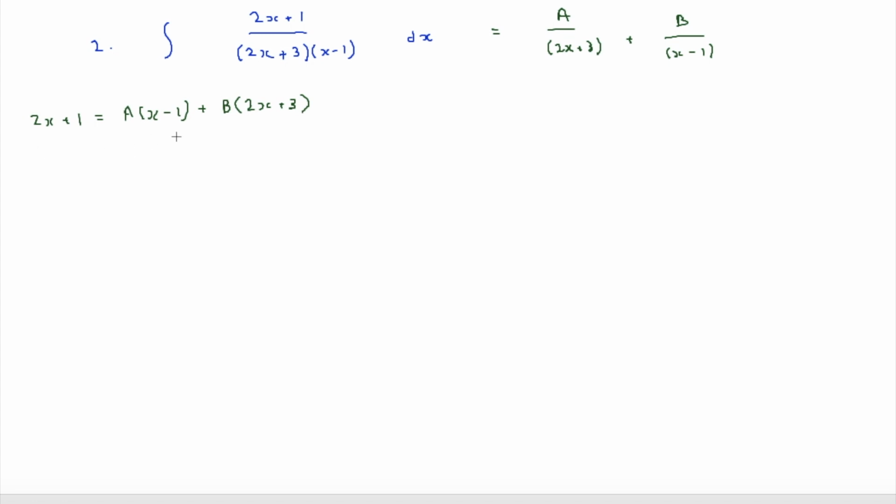In order to get rid of this A, we can let x equal 1. So that means that 3 is equal to 5B. Therefore, B is equal to 3/5.